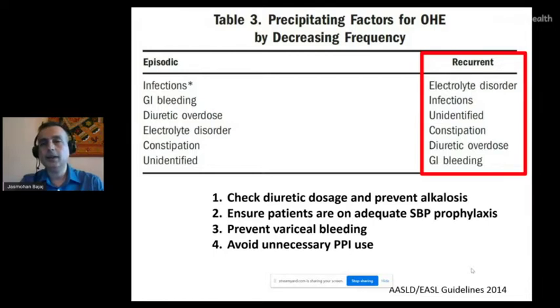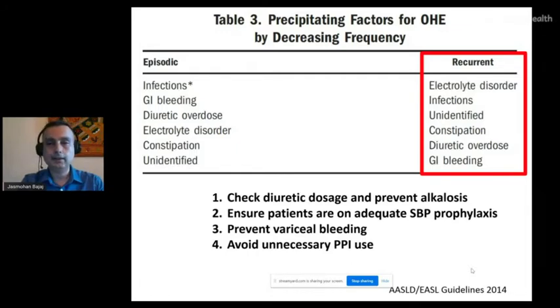And you can see number one and the second last one are pretty much the same. Most electrolyte disorders that happen in patients with decompensated cirrhosis have usually something to do with diuretics. So number one, check diuretic dose and prevent alkalosis. This is very important, because if you start someone on diuretics or you change the diuretics within a week, they ideally should have a basic metabolic panel, or at least sodium and creatinine, etc. You want to ensure patients are on adequate SBP prophylaxis. In our practice, we only give SBP prophylaxis to someone who's had prior SBP and not in the primary setting, because of the multiple antibiotic resistance that we have actually discovered. Of course, we need to prevent variceal bleeding and avoid unnecessary PPI use, which we are going to talk about in a little bit from now.